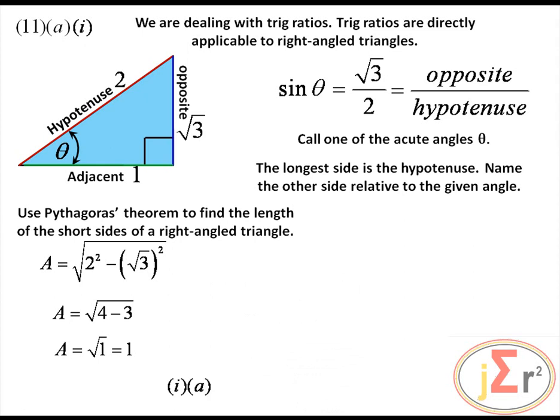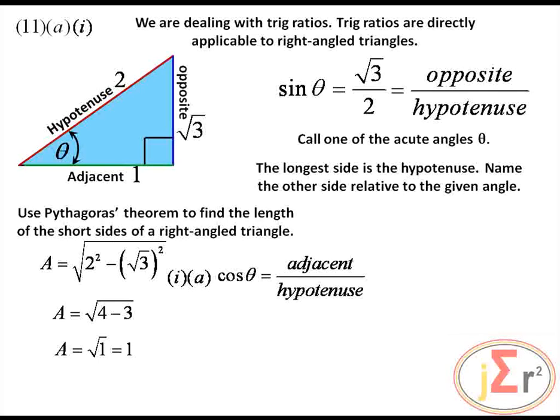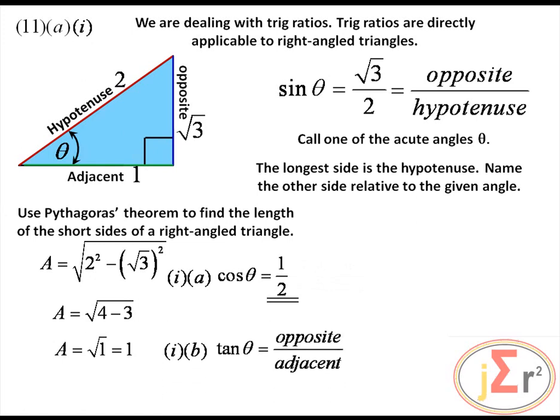So find cos theta. Cos theta is adjacent over hypotenuse. So adjacent over hypotenuse, adjacent over hypotenuse. So cos theta is equal to 1. Tan theta is opposite over adjacent. The opposite is square root of 3, and the adjacent is 1. The square root of 3 over 1 is equal to square root of 3.